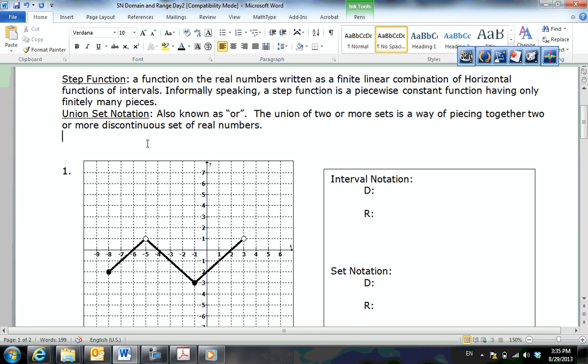The union set notation, anybody know what that is? We've already used it, right? The U, with the parentheses. That means "or," technically, putting 2 or more sets together. We can use more than just one union. And it says discontinuous, that's when we have these holes right there. Questions about those 2 definitions?